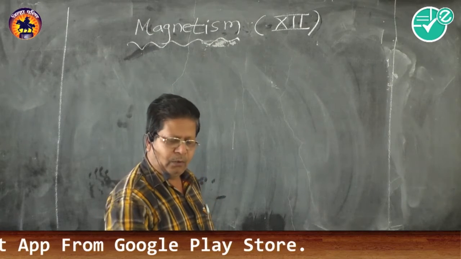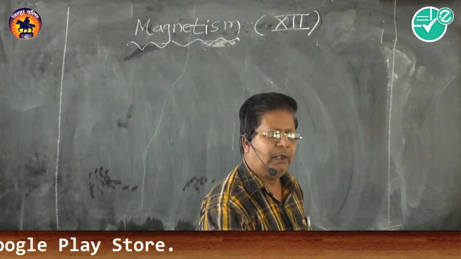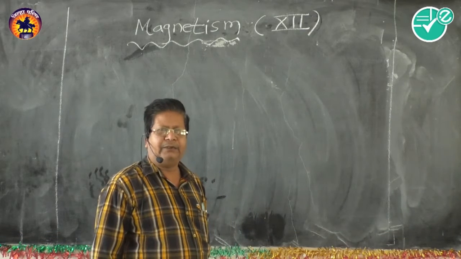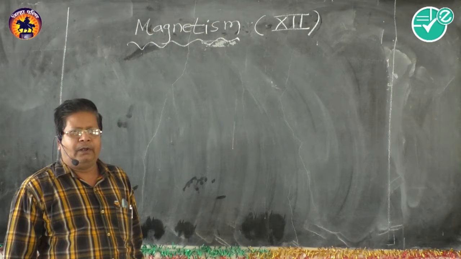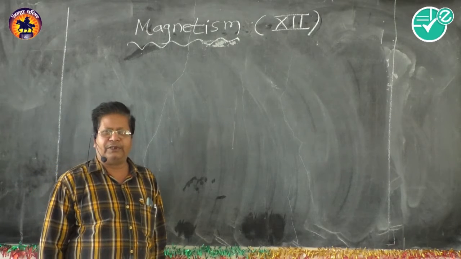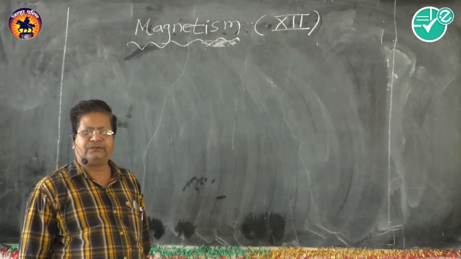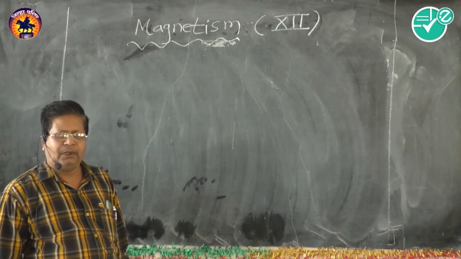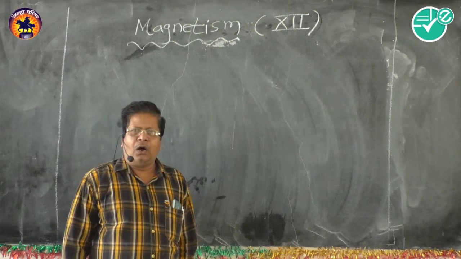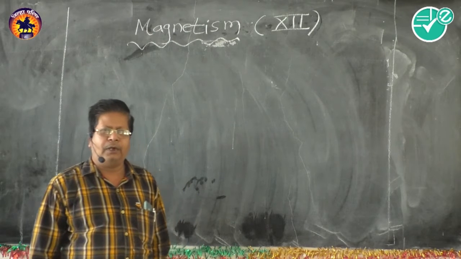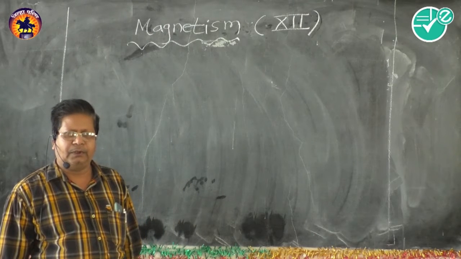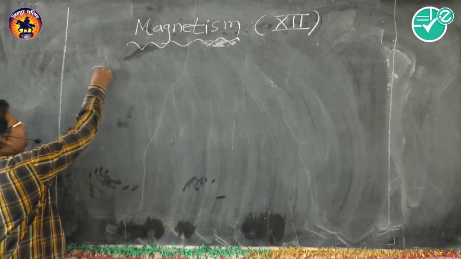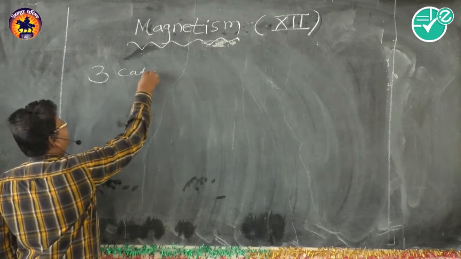Now today we are going to study another article regarding magnetism. Different substances or different materials are classified into different types. On the basis of magnetic properties, the different materials are classified into three categories.